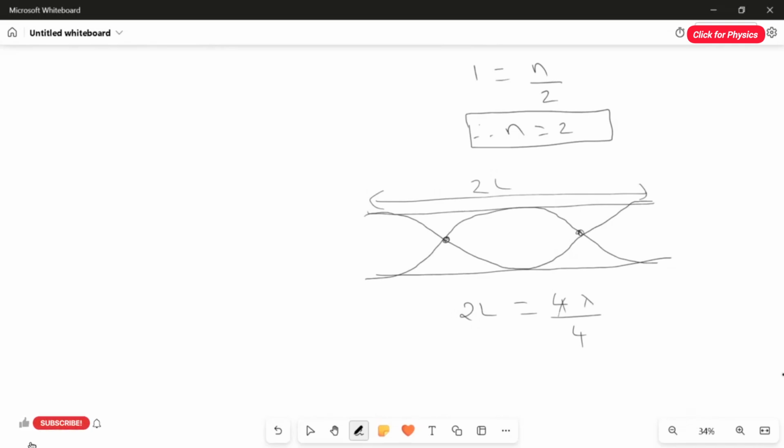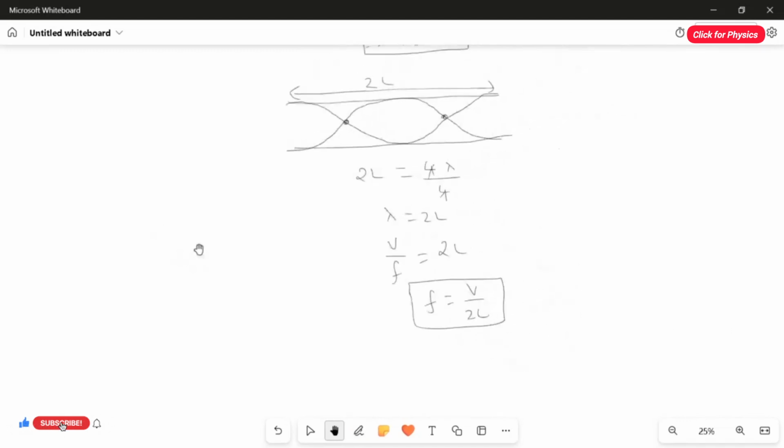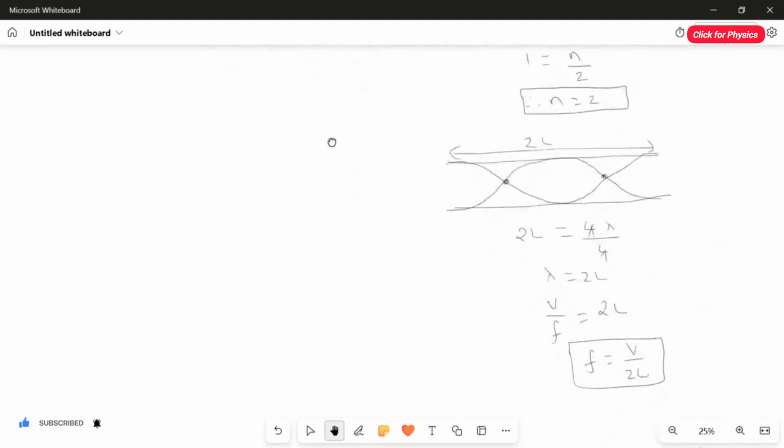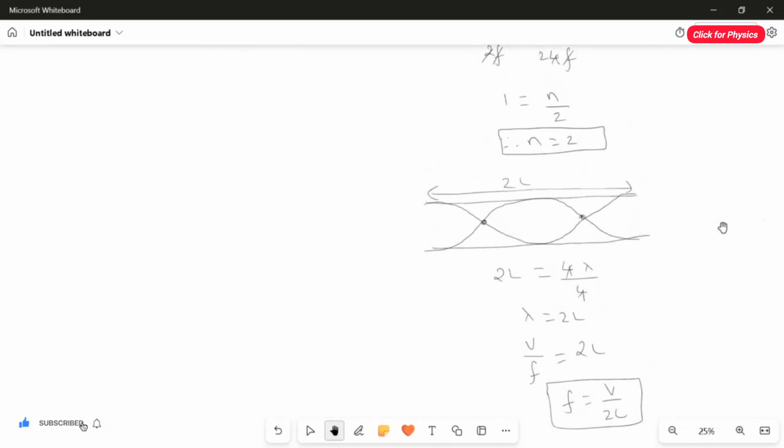Therefore lambda is equal to 2L. When you substitute the formula V over F, which is equal to 2L, therefore frequency is equal to V over 2L. So you can see we got the same answer as the fundamental frequency of pipe A. Pipe A fundamental frequency is V over 2L. When you find the answer for n equal to 2 for pipe B, we get the same answer. So this is just to cross check our answer. Clear? So n equal to 2 is the answer for this question. That's it. Thank you.